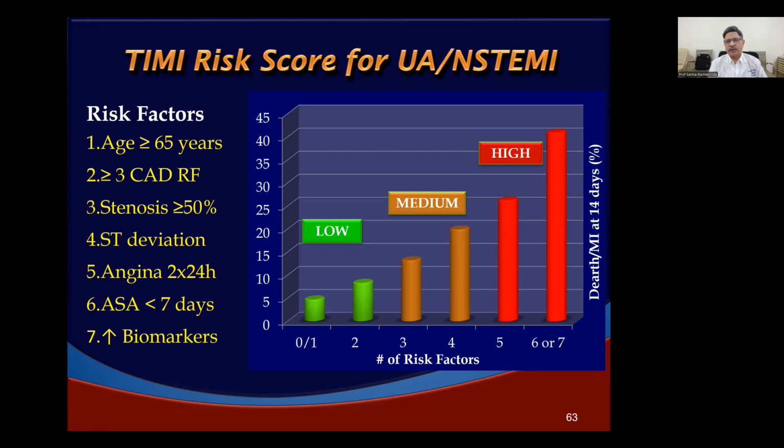Increase in the biomarkers. 7 variables are there. So each one is 1 point: 0 points, 2 points, 3 points, 4 points, up to 7 points. People with 1 to 2 points, low risk; 3 to 4 points, medium risk; 5, 6, 7 points are high risk. What are the points? Age over 65, more than 3 coronary risk factors, stenosis more than 50%, ST deviation, then angina continuing, acetylsalicylic acid already taken, and biomarkers are positive. These are the TIMI risk scores.